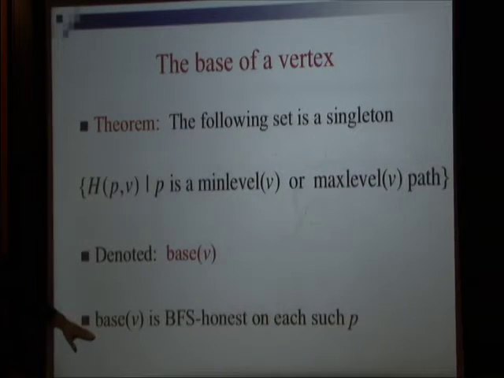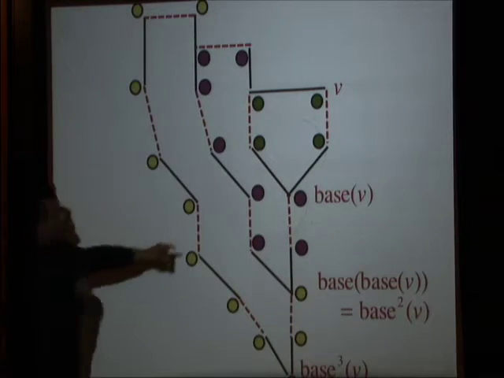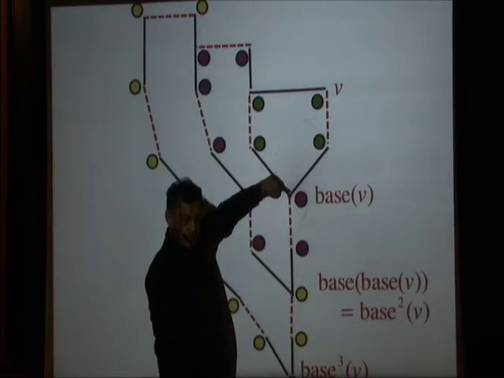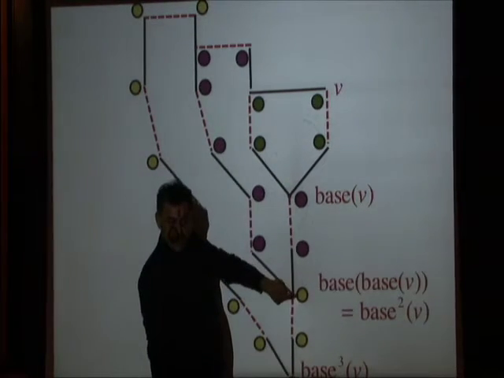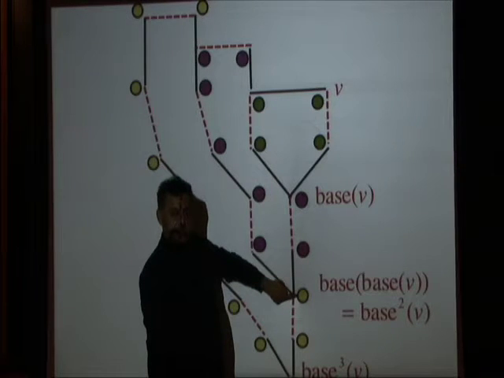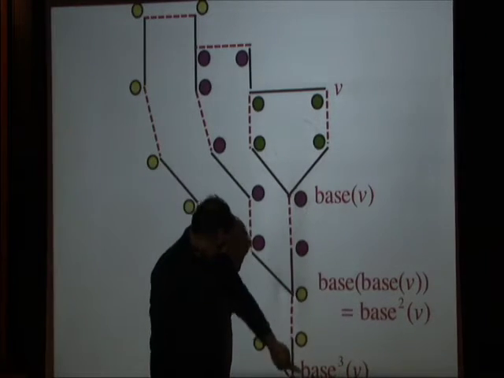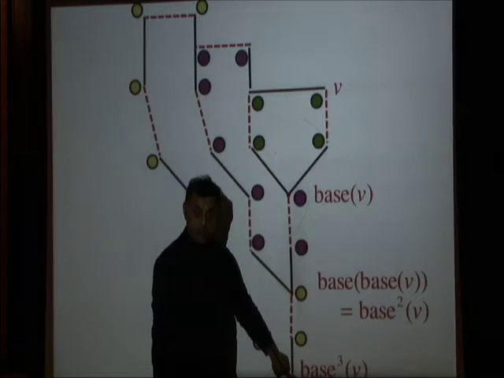And because they're all of higher tenacity than the tenacity of V, they'll be breadth first search honest on all the paths, right? You fine with that? Okay. Now the base of V is this guy. The base of this guy is this guy. So I'm going to call it the base square of V. The base of this guy is this guy, so I'm going to call it the base cube of V.